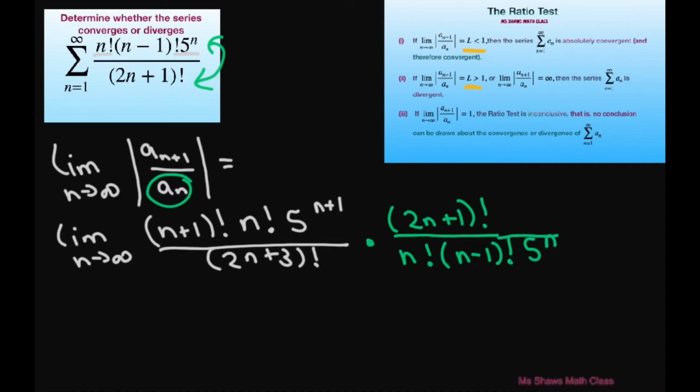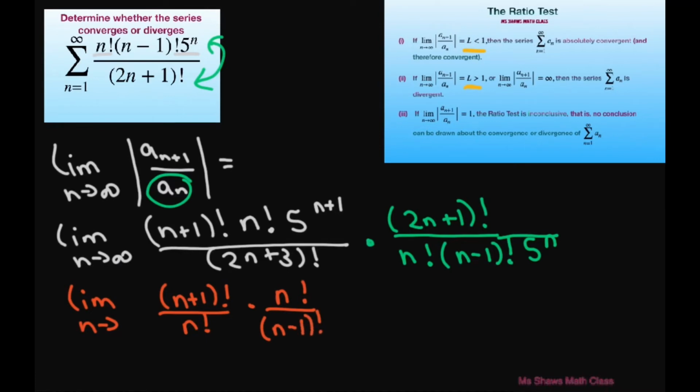Now, let's group everything together. So we got a lot of things going on here. So let's group our n's together and everything else. So let's group (n plus 1) factorial divided by n factorial. And then we're going to have times n factorial divided by (n minus 1) factorial. Then we have 5 to the power of n plus 1 divided by 5 to the power of n times (2n plus 1) factorial divided by (2n plus 3) factorial.